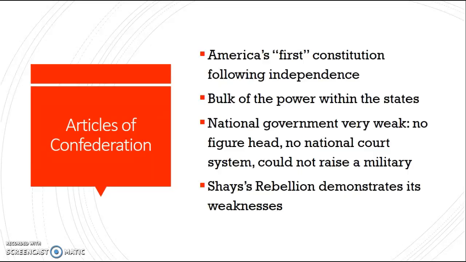You have no executive, you have no national court system, they could not raise a military. Each state is coining its own currency. It's a complete mess. And really, it's more of a league of friendship amongst the states than a country. And what is going to expose these weaknesses, of course, is Shays' Rebellion, which is going to erupt, and the national government can't do a darn thing about that.